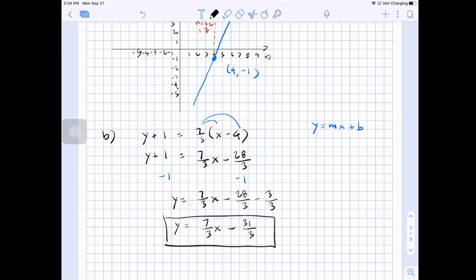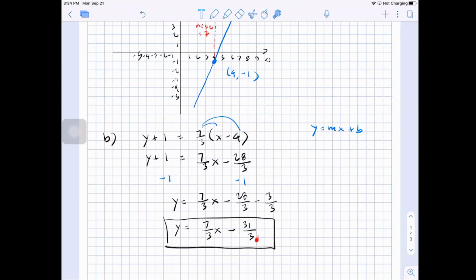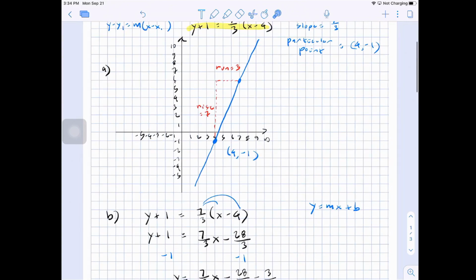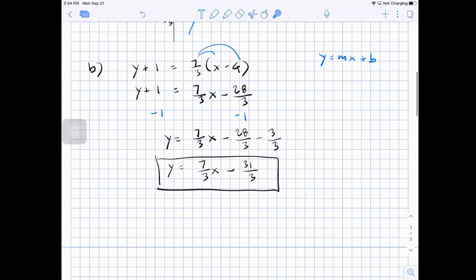Hey, by the way, a quick sanity check. We could kind of eyeball our graph. Okay, so negative 31/3, that's roughly negative 10. And that's our y-intercept. So y-intercept of roughly negative 10. Let's look here. If I kept extending this line, yeah, it'd be about right, around negative 10. Okay, so that kind of makes sense. All right, let's keep going.